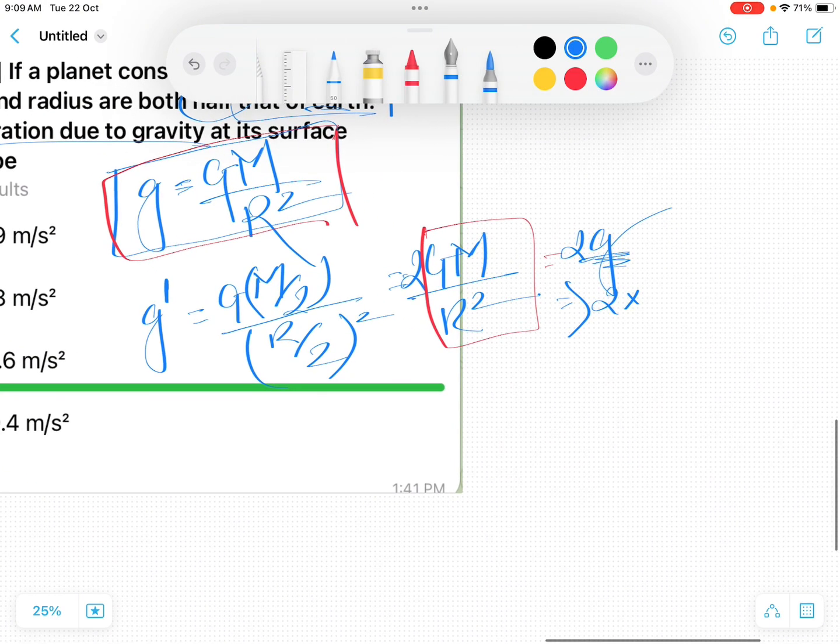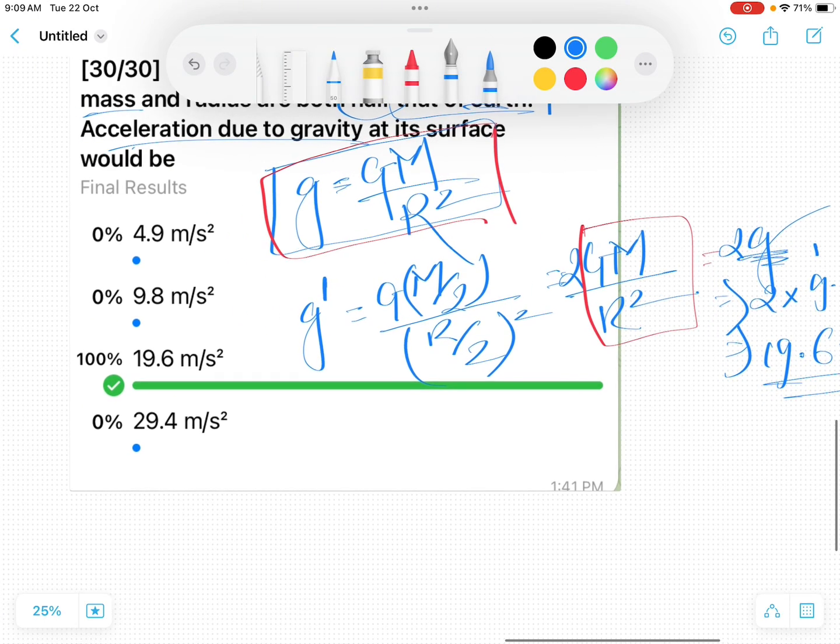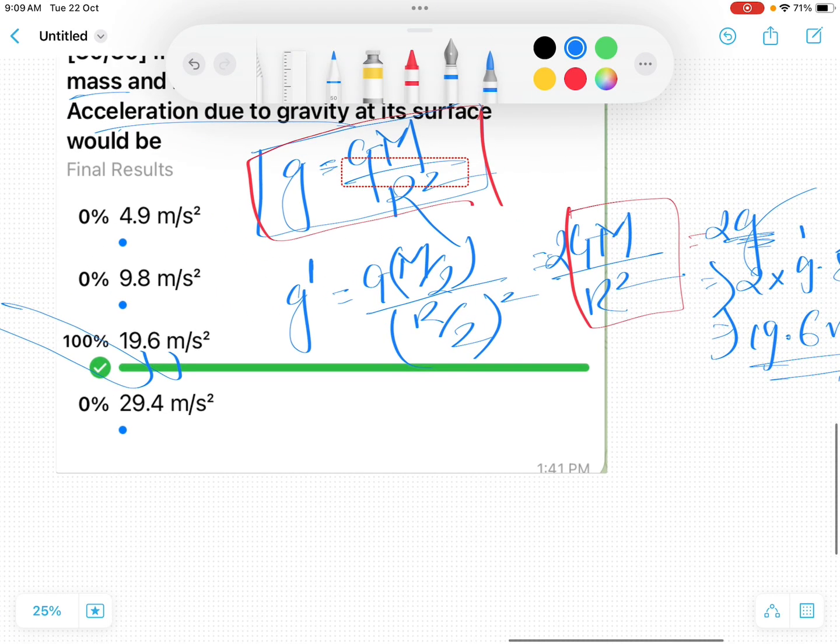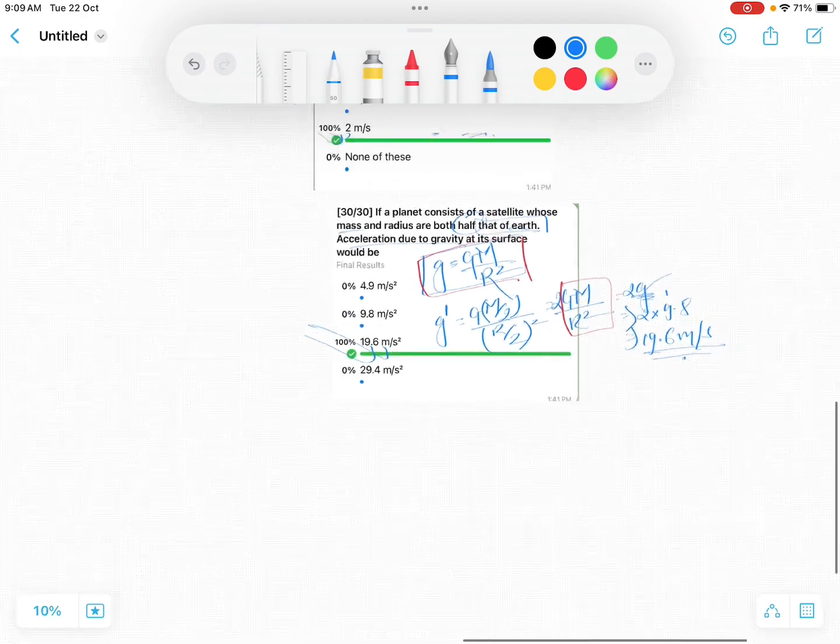So we said this is 9.8. Solving this, we get 19 meter per second. So this is what it is. So 19 meter per second. So I think it's done, right?